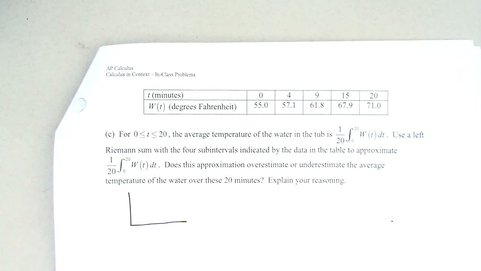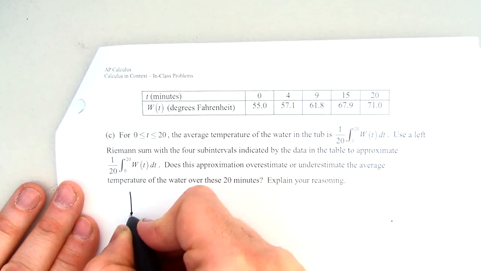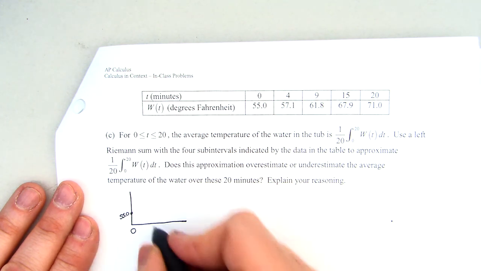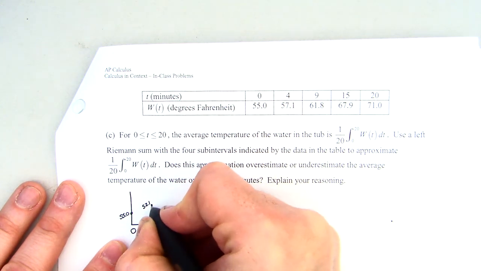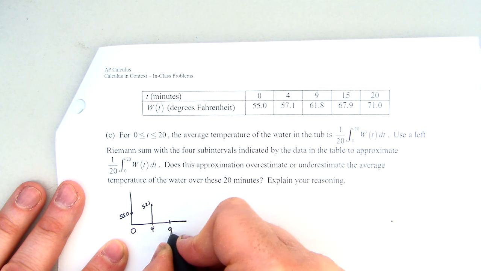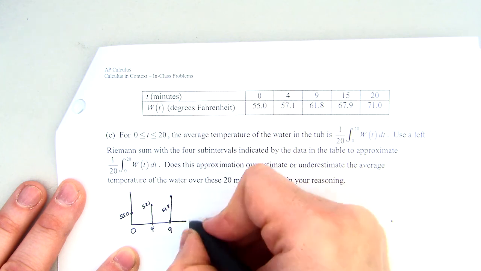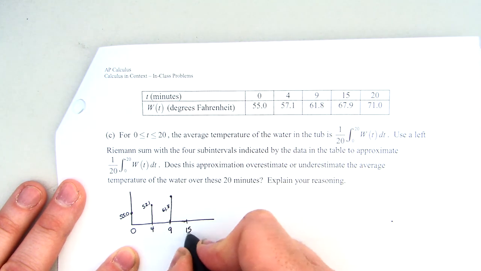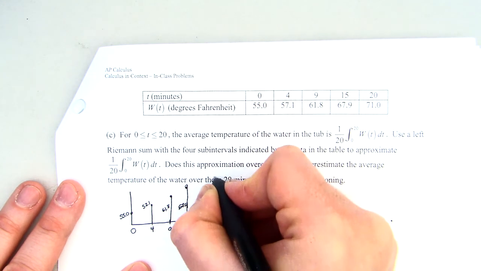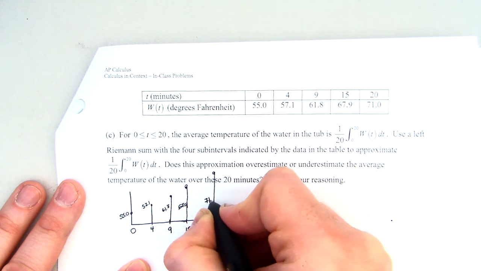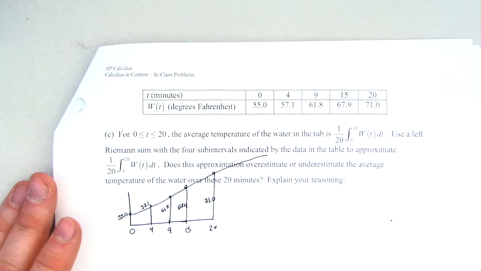I'm going to draw a little picture just so I can sort of orient myself here. I know that at time 0, the water is 55. At time 4, the temperature is 57.1. I know that at time 9, the temperature of the water is 61.8. I know at time 15, the temperature of the water is 67.9. I know at time 20, the temperature of the water is 71.0. I've got some sort of continuous increasing function, something sort of like that.